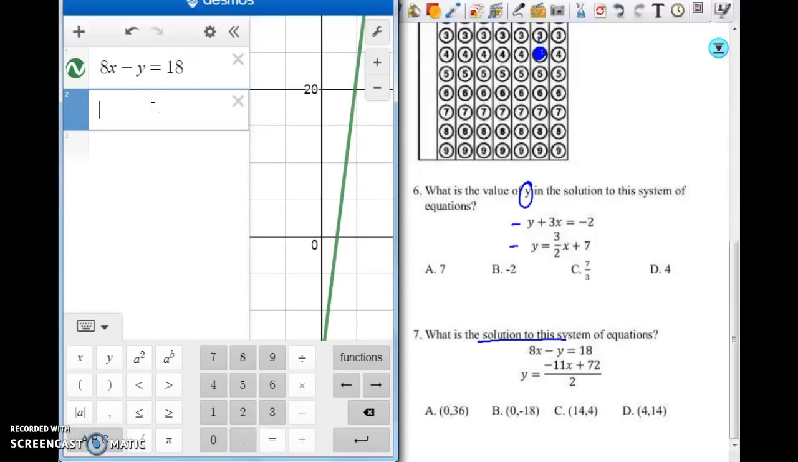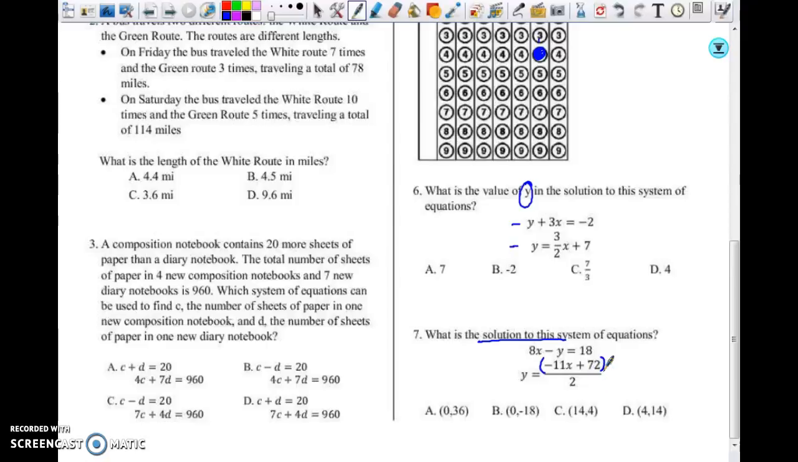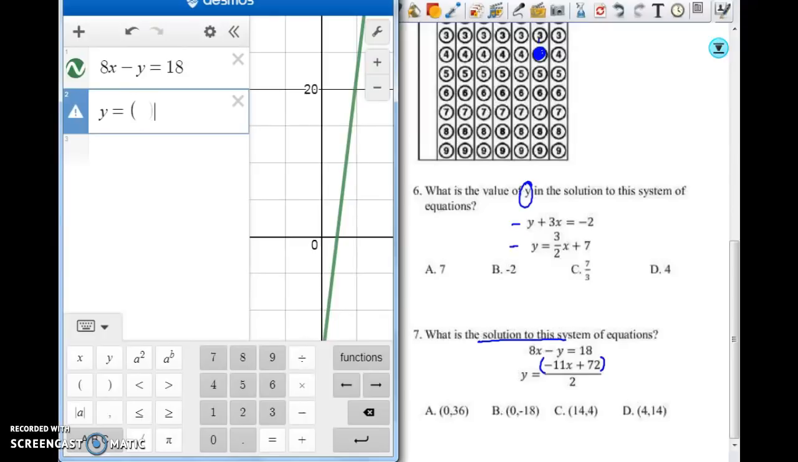And then the other one, we have to be careful because the whole thing is in a fraction. So in order to do this, we actually have to put the top in parentheses. So I put y equals, and let's put parentheses on the top. All right, that way it all stays at the top. So we do negative 11x plus 72, and all of that divided by 2.